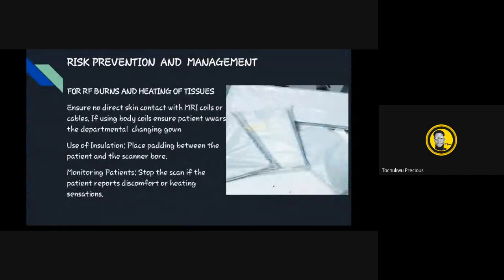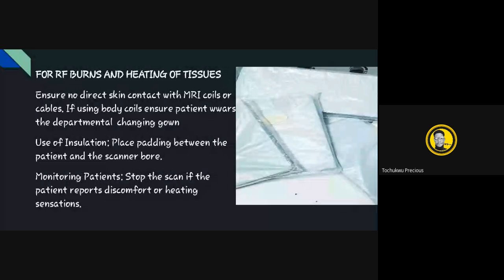Also, for risks arising from RF burns and heating of tissues, you should ensure that there is no direct skin contact with the MRI coil or cable. If using body coils, ensure the patient wears the departmental changing gown, because RF burns or heating issues occur when the patient's skin is in contact with the coil. So we have these foam pads to ensure that the patient's body is not in contact with the coils.